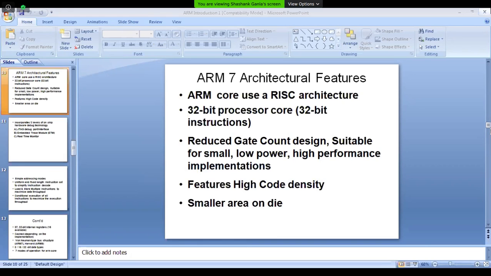The next feature says that the ARM architecture occupies a very small area on the silicon wafer because, as we said previously, it has a reduced gate count. Since it has a reduced gate count, it has been designed using fewer logic gates, so it takes very little area on the silicon wafer.